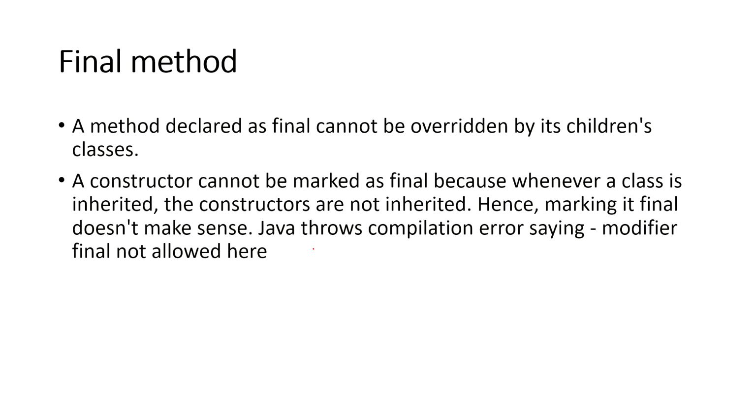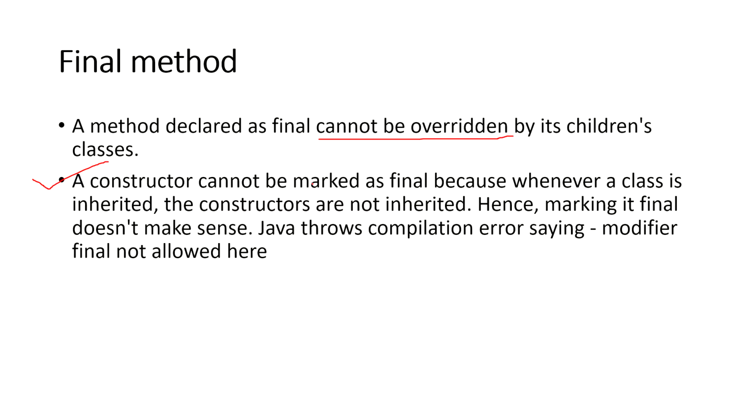Talking about the final keyword with a method. A method can be declared as final. That means it cannot be overridden by the child classes. A method that is declared final cannot be overridden. Now, a constructor cannot be marked as final. This is an important point. Please keep that in mind.